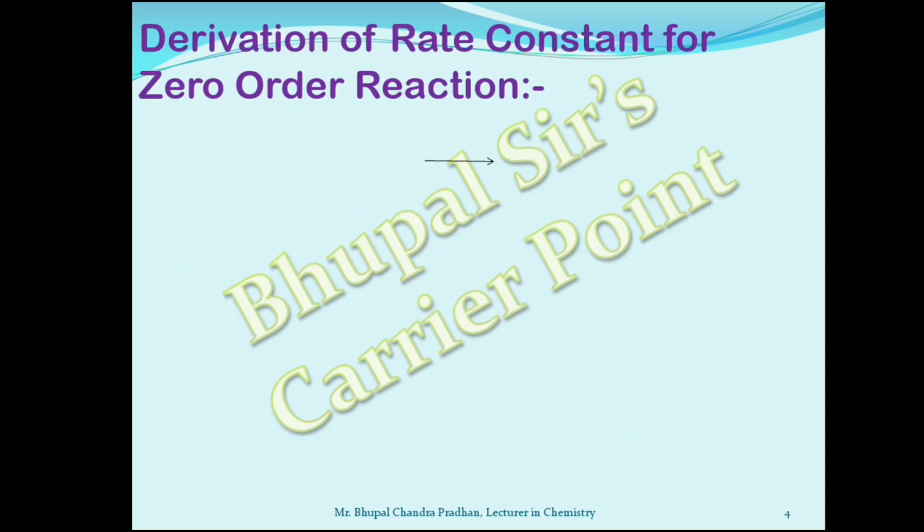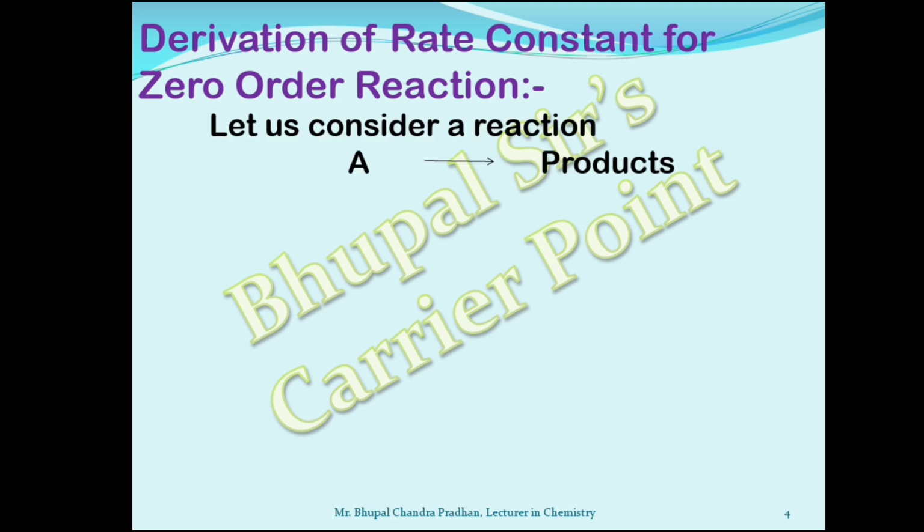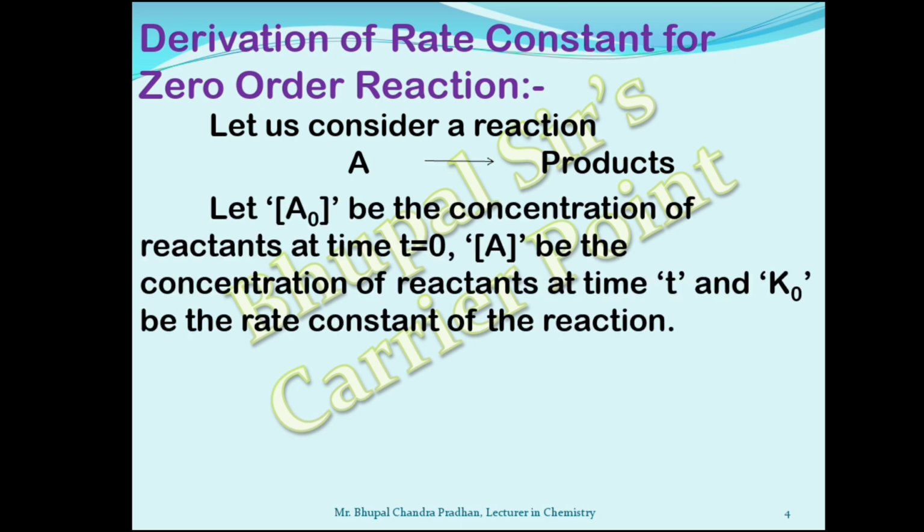Now let us come for the derivation of rate constant for zero order reaction. Let us consider a reaction A gives product. Now let A0 be the concentration of reactant at time t is equal to 0 and A be the concentration of reactant at time t and K0 be the rate constant of the reaction.